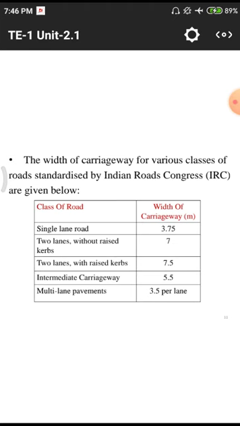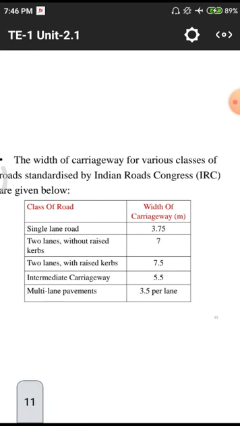Here we have different classes of roads and widths of carriageways. First, we have the single lane road. Single lane road means mainly one vehicle travels on that road, with the passage of small vehicles, and the width of the single lane road is 3.75 meters. You have to mark these values. That means the width of the single lane road, the two lane roads, three lane roads and four lane roads; we need to memorize all these values.